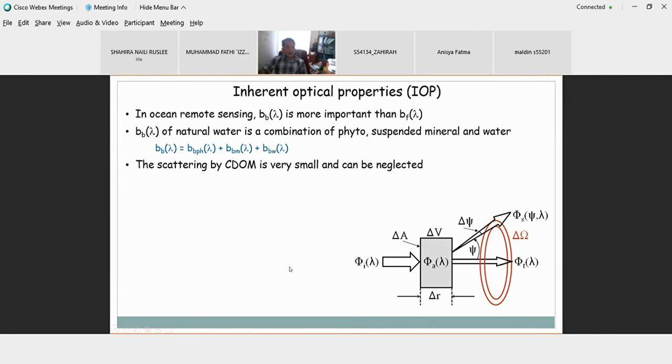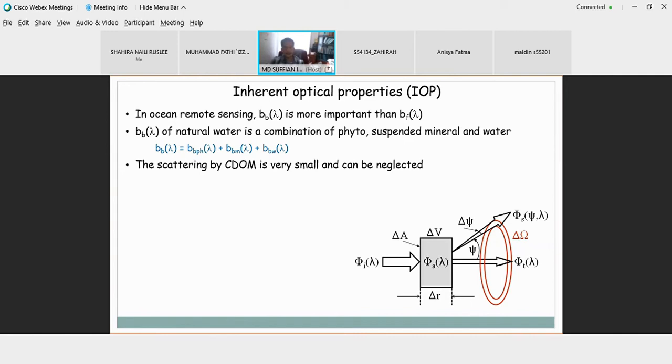In ocean remote sensing, BB is more important than BF. Back scattering is more important than forward scattering. And for natural water, back scattering is caused by phytoplankton, suspended mineral, that means suspended particulate matter, and water itself.